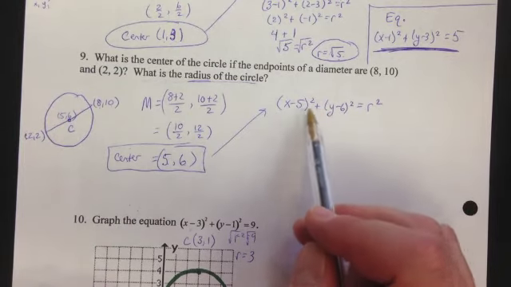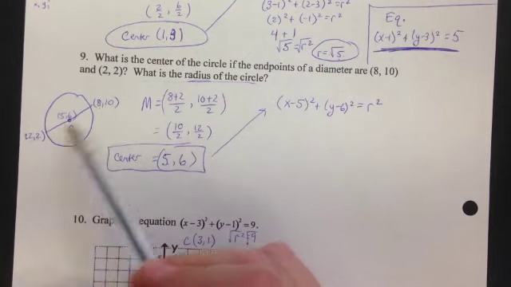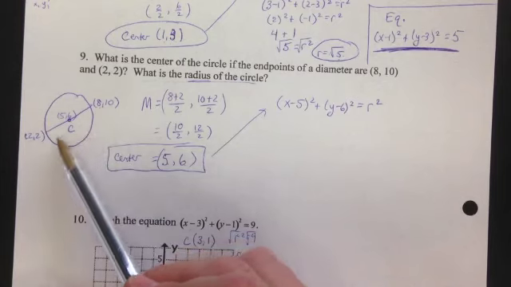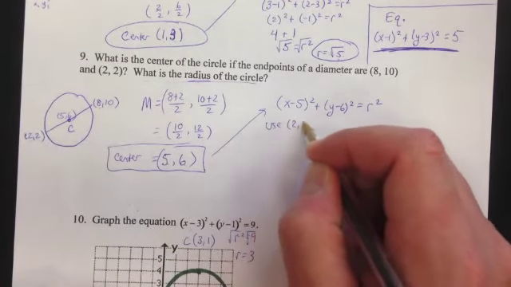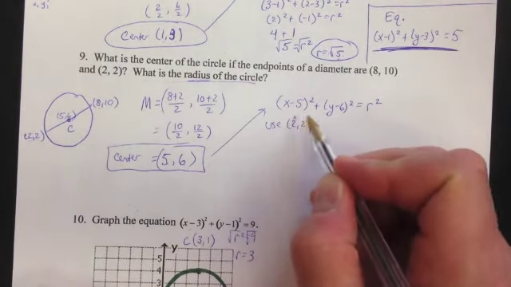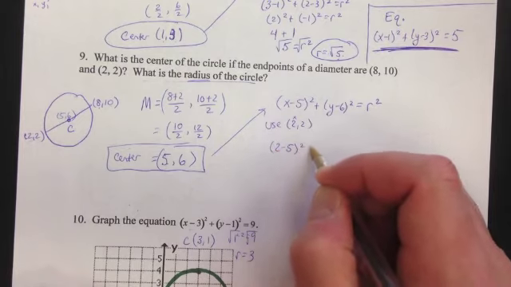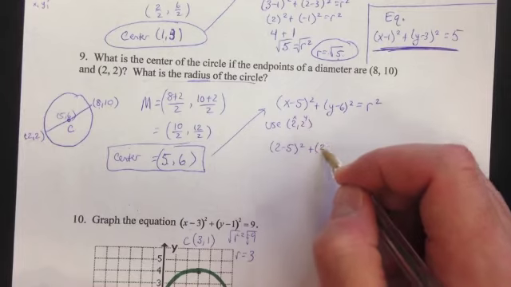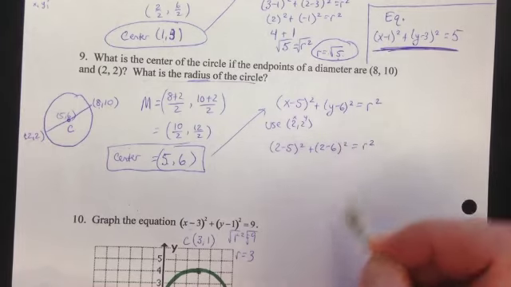Let's pick a point that's on the circle. They actually gave us two of them, (2, 2) and (8, 10). Normally I would do 8 and 10, but I'm actually going to do 2 and 2 in this case just to show you something. So 2 is my x value, so it goes in place of x: (2 minus 5) squared, plus 2 is my y value, so (2 minus 6) squared is equal to r squared.